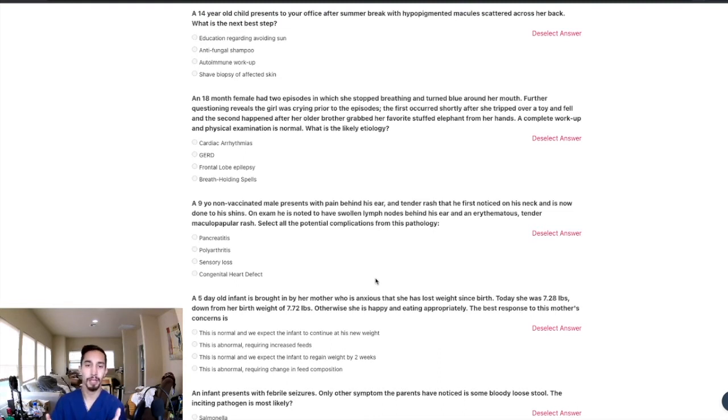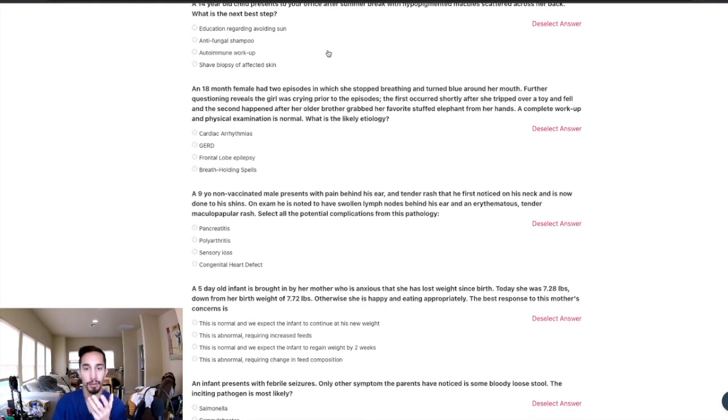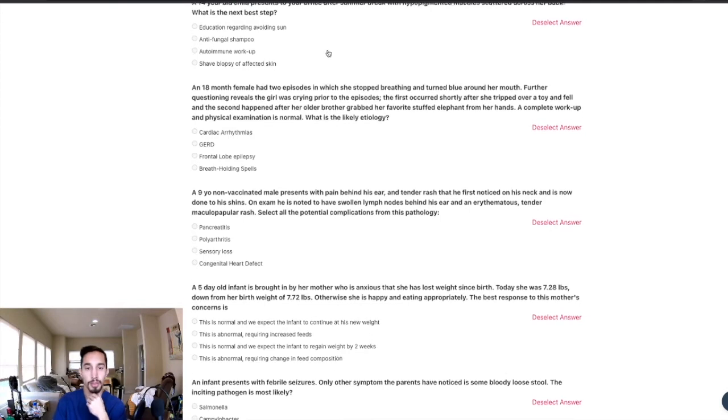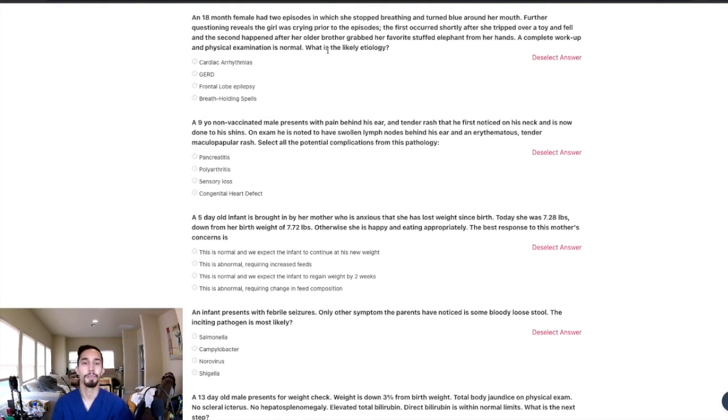Autoimmune workup, I don't think it's a great answer choice here. And shave biopsy, I don't think will ever be the best answer. But who knows? Maybe for a BCC or a squamous cell. All right. Next question. We have an 18-month-old, 2 episodes where she stopped breathing and turned blue.